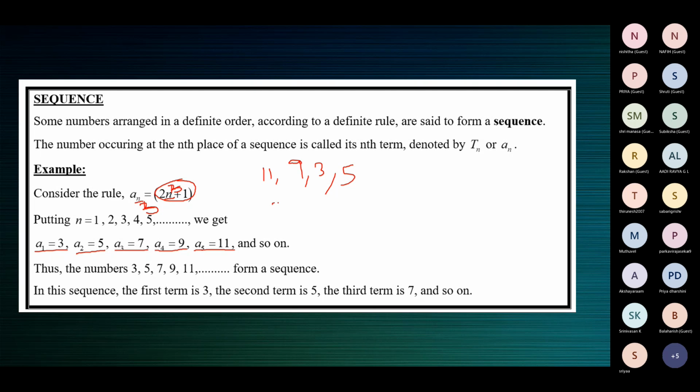What is the definite order? The first term, 3. The second term, 5. The third term, 7. The fourth term, 9. The fifth term, 11. That is what is definite order following a definite rule. In this example, the rule is 2n plus 1, and the order is 3, 5, 7, 9, 11, and so on. Thus, the numbers 3, 5, 7, 9, 11 form a sequence. In the sequence, the first term is 3, the second term is 5, the third term is 7, and so on.